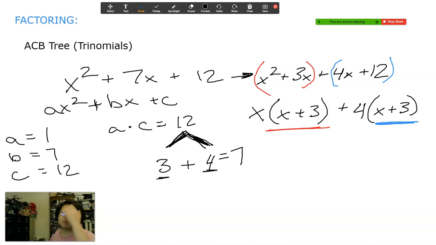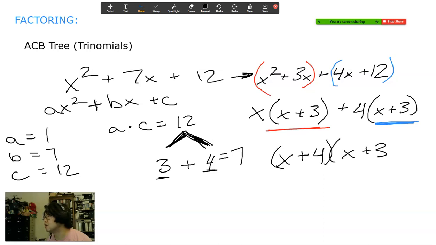Finally, the final step to make it all nice and neat looking is to just say, well, I have 2 groups being multiplied by some number of things, and so I can split them apart and go like that. All right. So that is ACB tree in a nutshell.